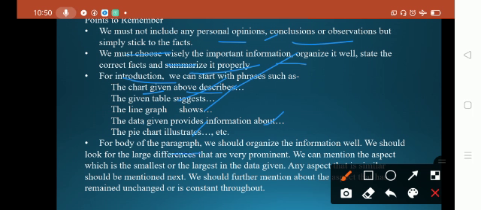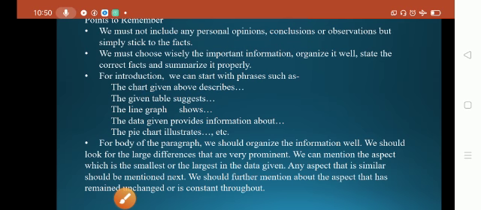For the body of the paragraph, we should organize the information well. We should look for the large differences that are very important, like we have just discussed in the line graph, the huge difference between birth and death rates. Okay, very prominent. We can mention the aspect which is smallest or the largest in the data given. Any aspect that is similar should be mentioned next. We should further mention the aspect that has remained unchanged or constant throughout.